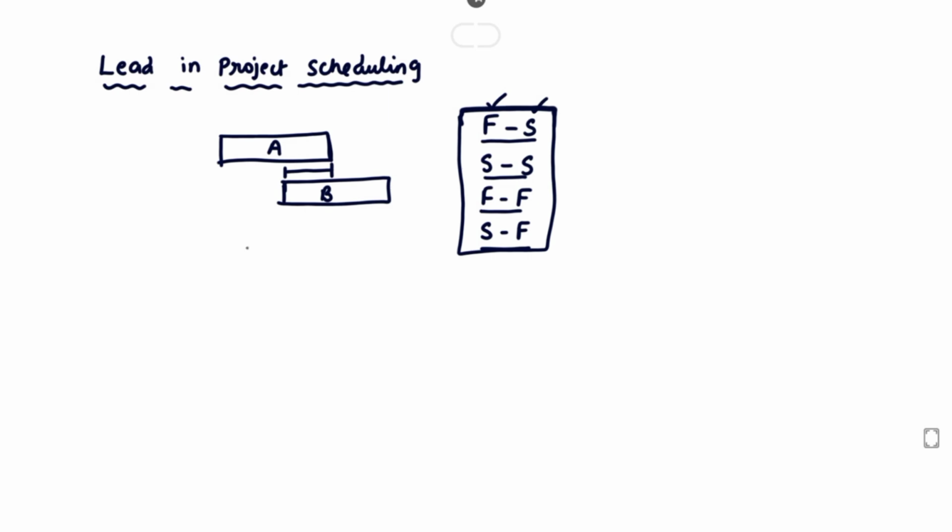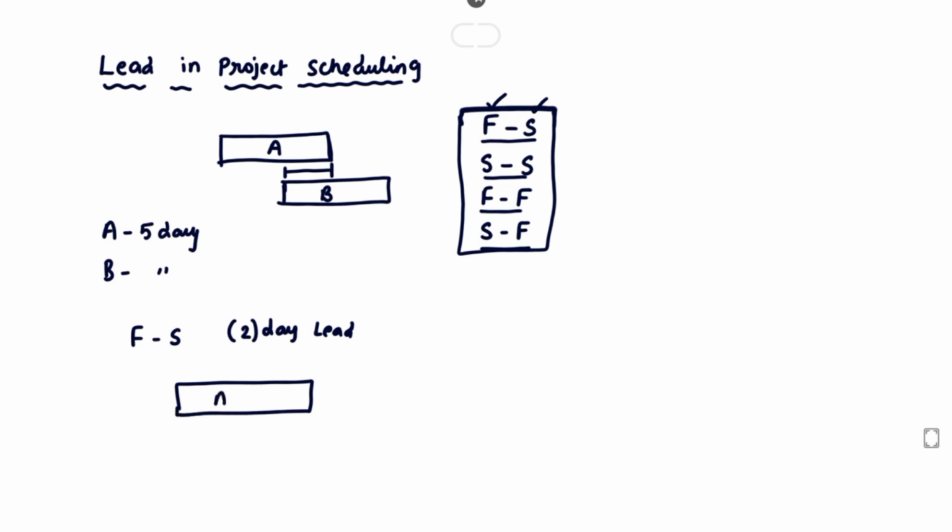Now we can take A activity and B activity. The A activity duration is 5 days, and the B activity also has 5 days. Now we can take finish to start, but with 2 days of lead. So how can we draw it? First, this is the activity A, 5 days. Before completing it, activity B will be started. That is finish to start.